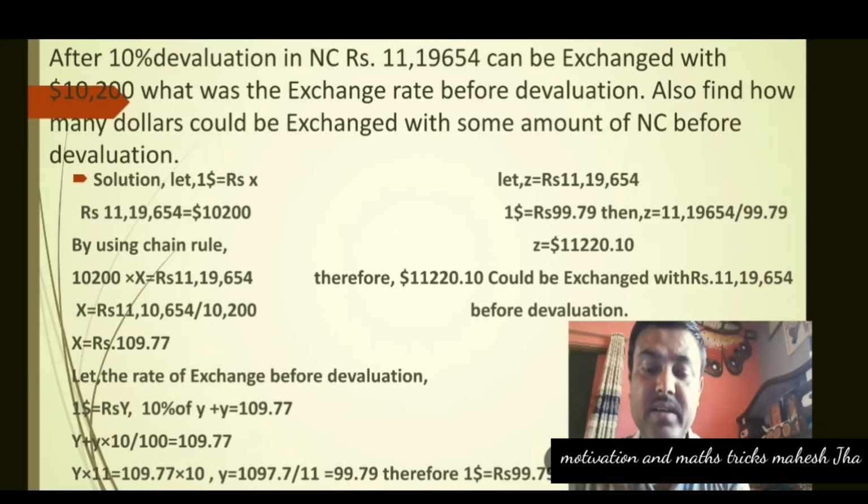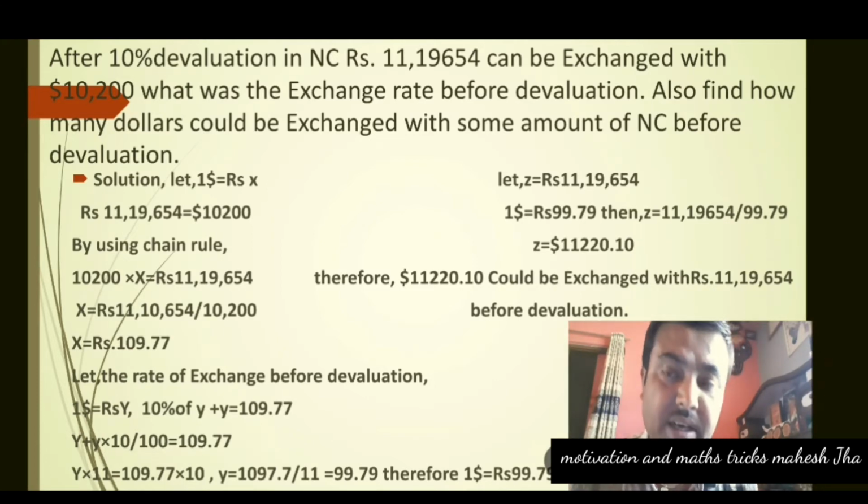Let the rate of exchange before devaluation be y. Then $1 equals y, and we know that devaluation means 10% added here. So y plus 10% of y equals 109 rupees 77 paisa. After calculating we will get y equals 99.79 rupees. It means $1 equals 99 rupees 79 paisa.